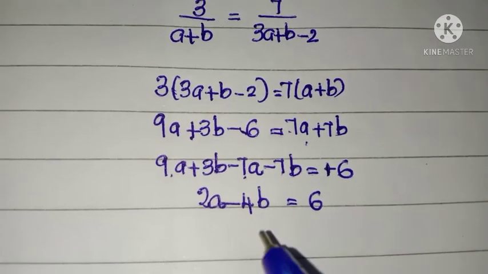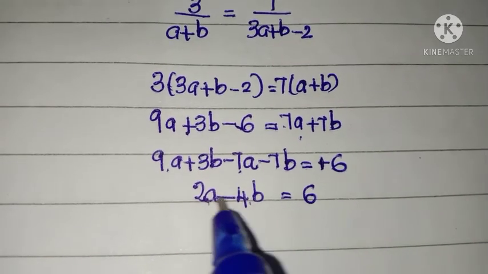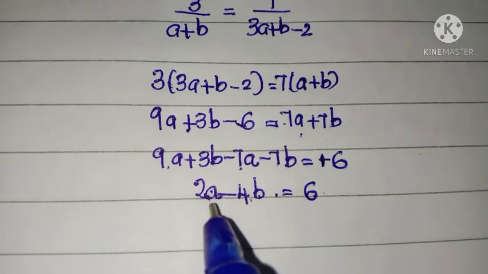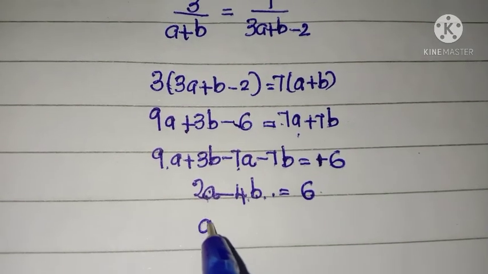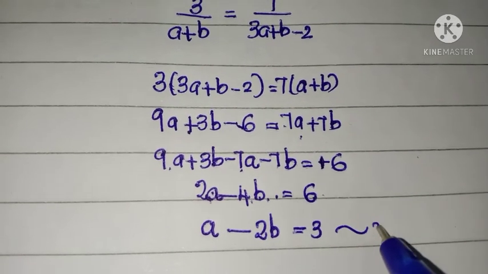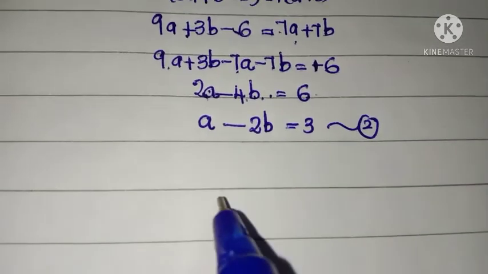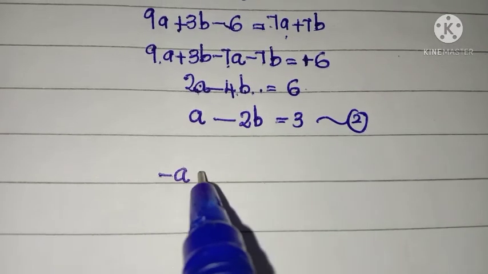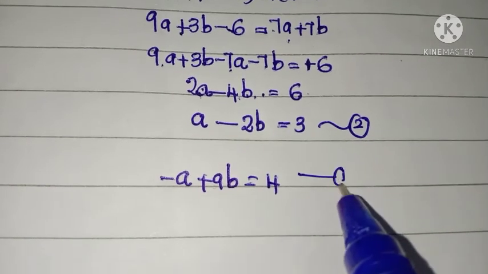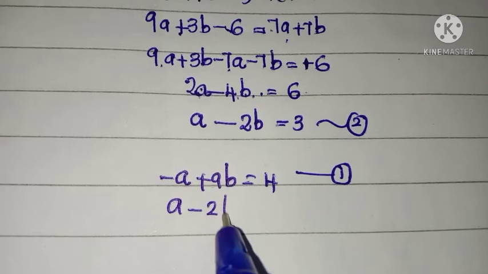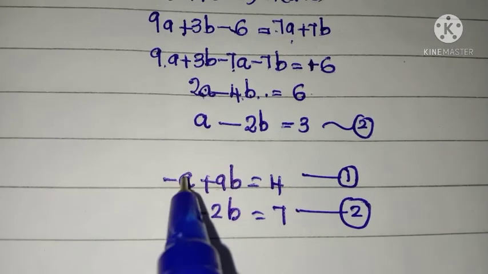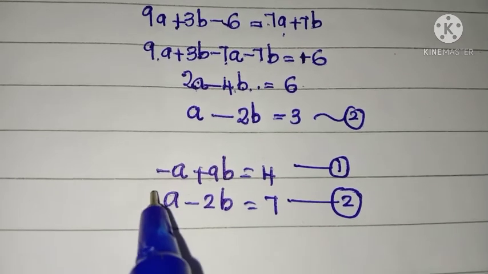Now listen, 9a minus 7a, that is 2a, plus 3b minus 7b, that is minus 4b, equal to minus 6 becomes plus 6. Okay. Now we can write this in its simplest form because all the terms carry 2 as a common factor. So this can be written as a minus 2b is equal to 3. Put it as equation number 2. So we have minus a plus 9b is equal to 4, equation number 1. a minus 2b is equal to 3, equation number 2.